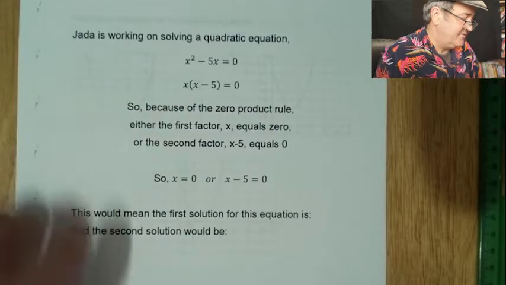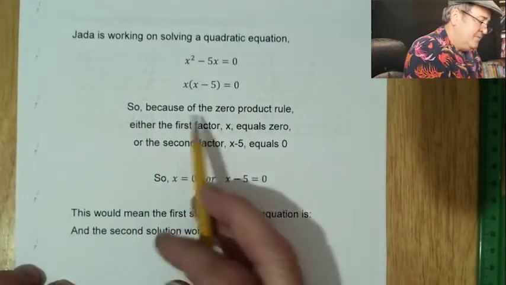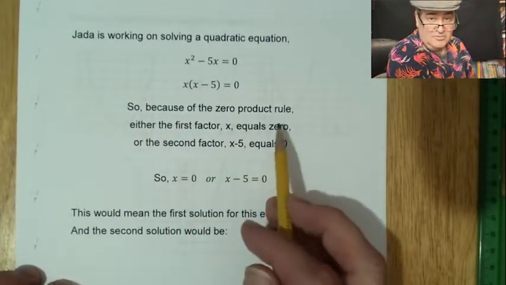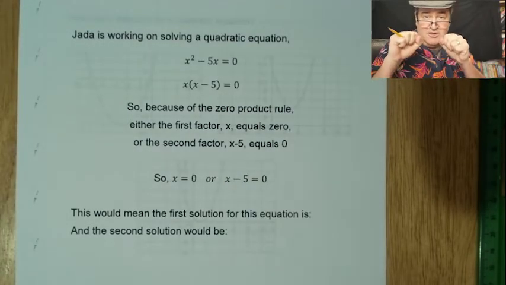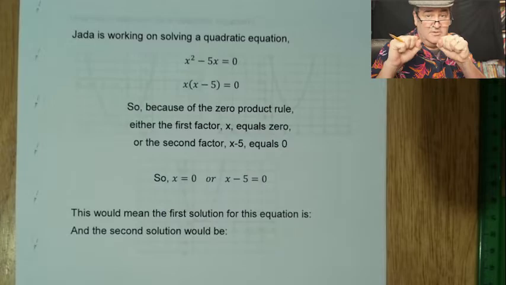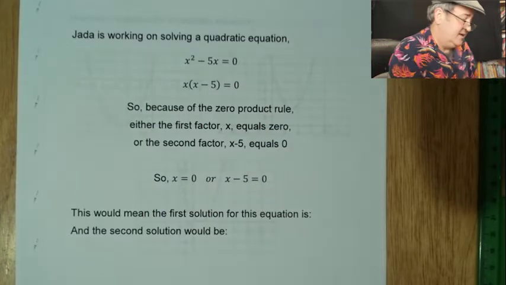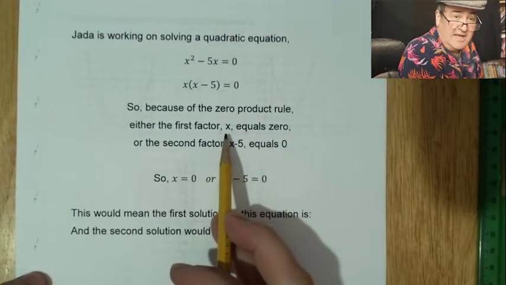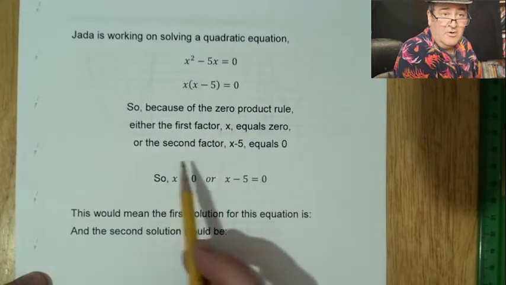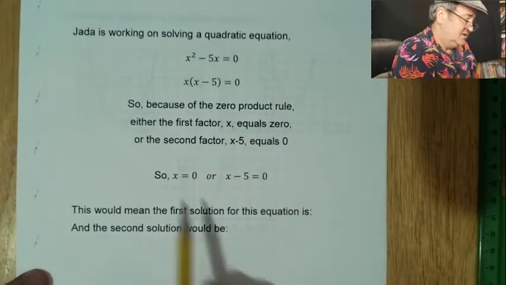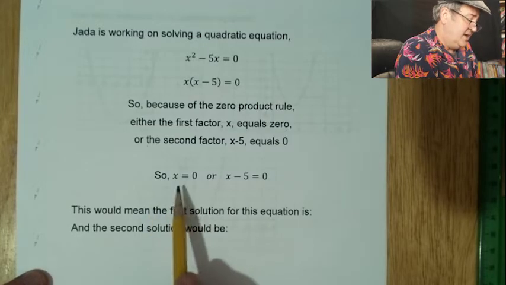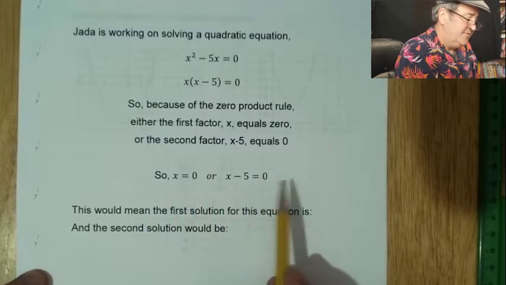x times x minus 5 equals 0. So, because of the zero product rule, right, that says if we're multiplying two things together to get a product, if this one's 0, it's going to be 0, or if this one's 0, it's going to be 0. So because of that, either the first factor, x, can equal 0, or the second factor, x minus 5, would equal 0. She says, so either x equals 0 or x minus 5 equals 0.